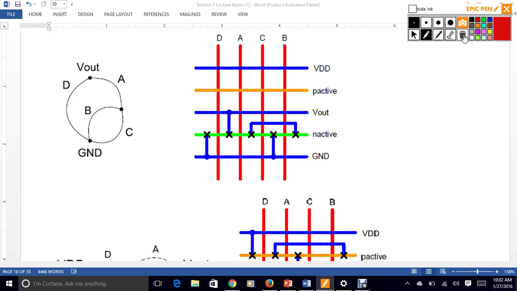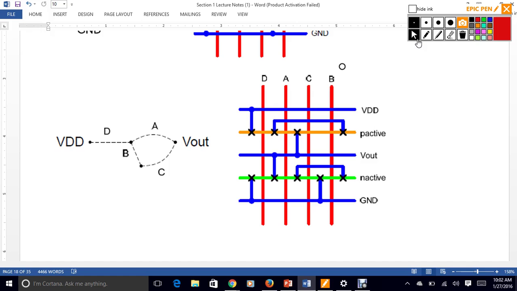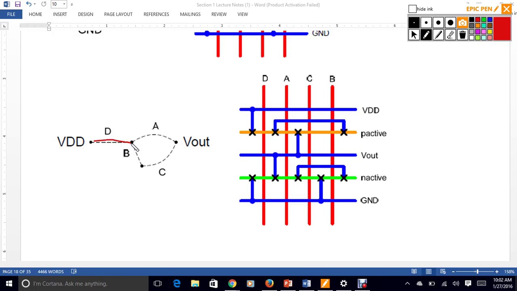Okay. So let's do the same thing with the pull up network. Now we're adding the pull up network to the full circuit. So in this case, it's always going to go through D, right? So VDD goes through D, and then it's going to take some sort of path, right? So in the same way, we have to use our metal design to be able to ensure that it gets through here. So in this case, it's always going to go through D.